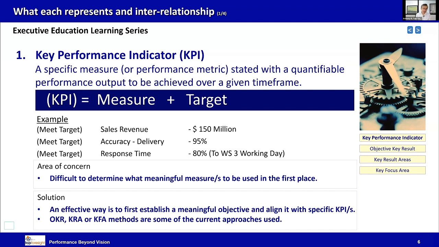You cannot do that. So basically, the key element here is that the only similarity between OKR, KRA, KFA is that they are just methods. But OKR, KRA, and KFA are not equal to a KPI. What is important is that OKR, KRA, KFA will eventually still lead to a KPI. It's just a method by which the information will be developed.